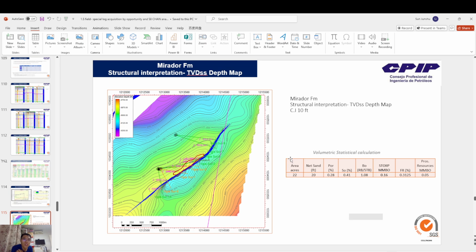Mirador formation structure interpretation. Average area 22 acres, net sand 20 feet, porosity 28%, oil saturation 41%. Sweep initially in place 106,000 barrels. Possible resource 50 barrels per day.